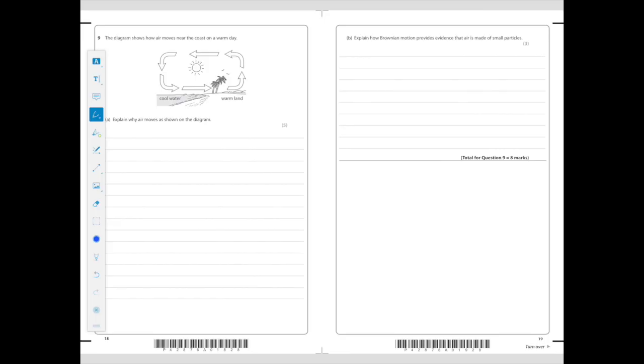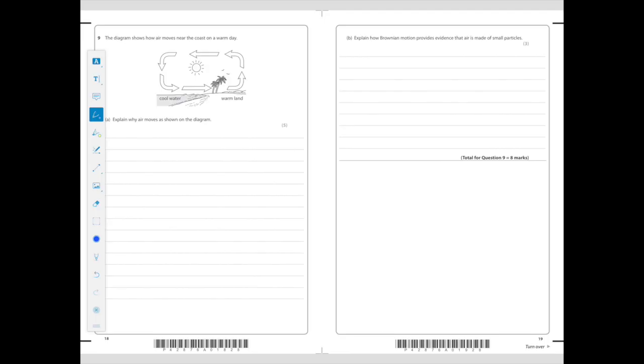Question 9. The diagram shows how air moves near the coast on a warm day. Explain why air moves as shown on the diagram. Hopefully the fact that there are arrows and we're talking about a gas, which is air, and heat, hopefully that's screaming convection at you. So again, this is a perfect answer.